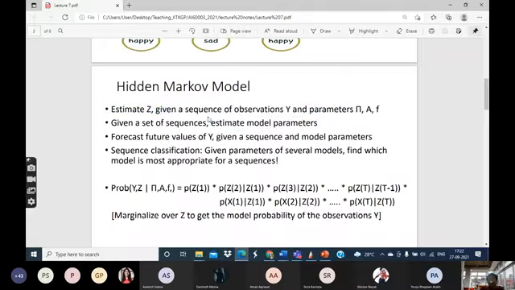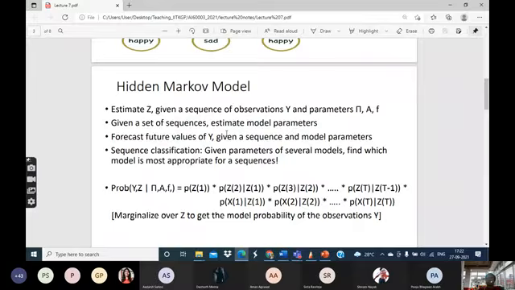The second class of problems is this: given a set of sequences, suppose you have one sequence of y which consists of say 100 observations, then you have another sequence of y that also has 100 observations. This way you have several sequences of y. Now given that, you have to estimate the model parameters. That is, you only have the time series of the employment status of say 100 or 1000 different people for 100 consecutive months, and now you have only that data.